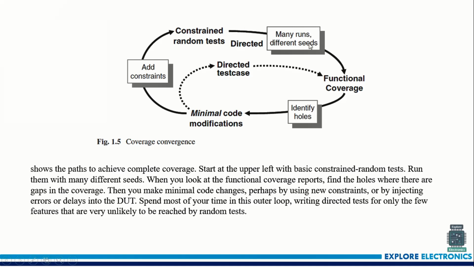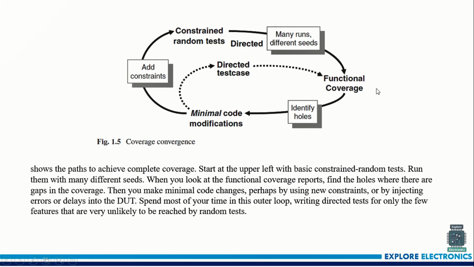Then many runs we can do with different seeds. Seeds in the sense, if we give a randomization in the testbench with seed equal to 1, it will generate a certain pattern. If you give seed equal to 2, the pattern of random generator values will be changed. That is the seed. So if the seed value changes, the values the random generator generates change. That's why many runs we can perform on the same test with different seeds.